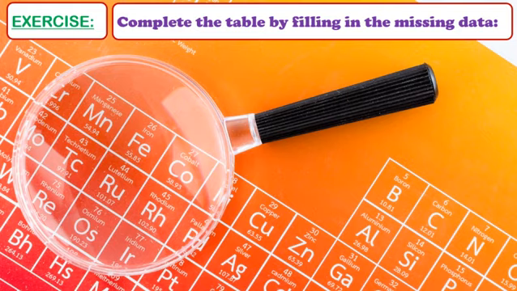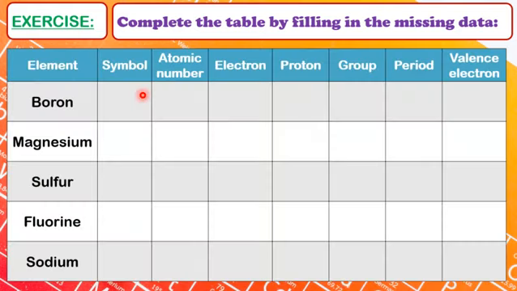But first of all, you have to get your own periodic table because you cannot complete this table without the help of your periodic table. So the elements that I will be giving you are boron, magnesium, sulfur, fluorine, and sodium. So just give me the symbol of these following elements, the atomic number, electron, proton, group, period, and the valence electron. So all the answers here can be found on your periodic table. Okay? So just send to me your answer in the messenger so that I can check if it is correct or not.